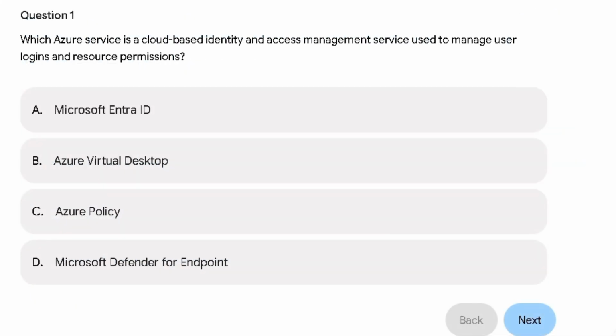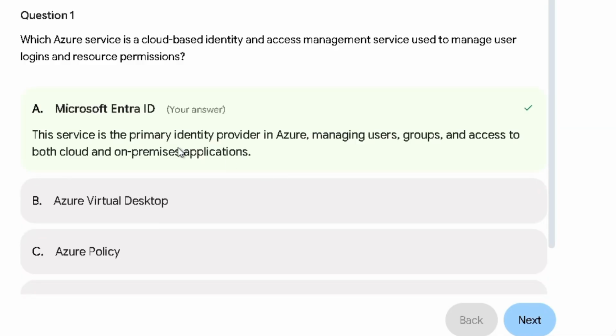Question number one says, which Azure service is a cloud-based identity and access management service used to manage user logins and resource permissions? So let's analyze one by one what we have. We have Microsoft Entra ID, that is basically what allows me to manage user logins and resource permissions. But we also have Azure Virtual Desktops. The question is not asking you about anything with desktop, so we can discard that with the process of elimination. Azure Policy, this is not Azure Policy because we're not talking about any policies or setting up policies specifically. And Microsoft Defender for endpoint, this is basically like your Windows Defender but for cloud. So the correct answer is Microsoft Entra ID.